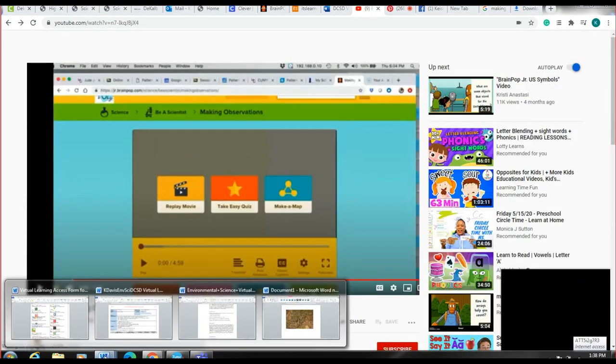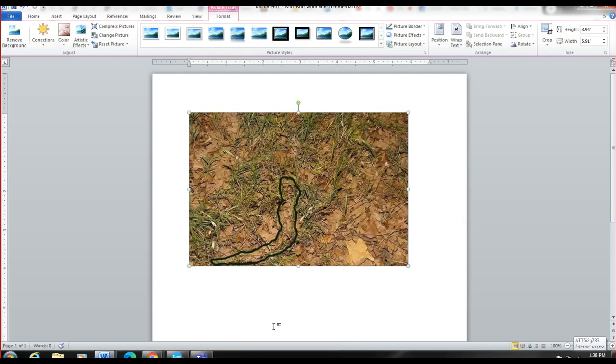So now I'm going to go back to the picture I showed you before, and I want you to make a closer observation of that picture. And tell me, what do you see? This will be your bonus. What do you see in the picture?